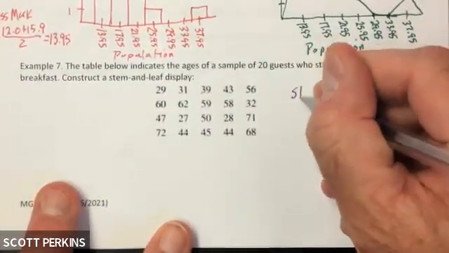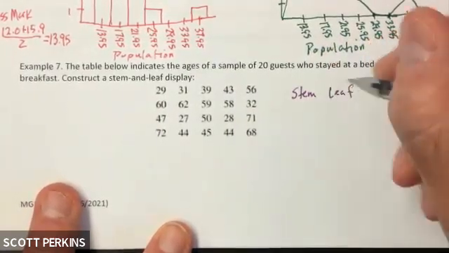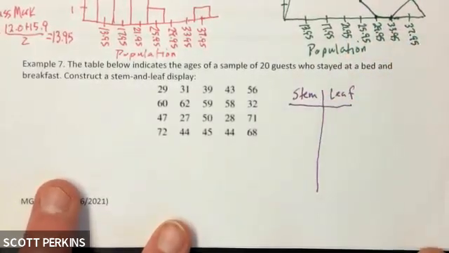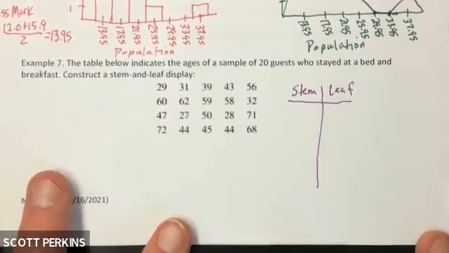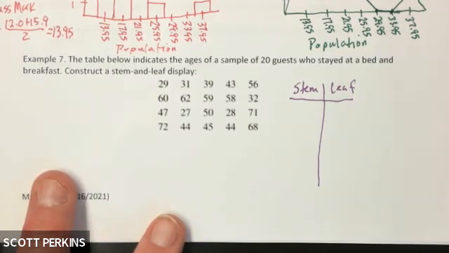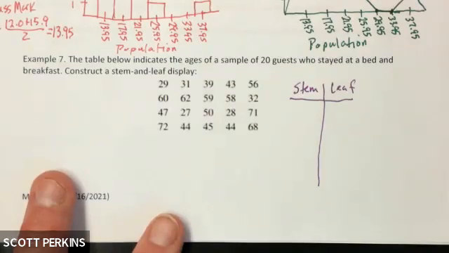So here's what we're going to do. We're going to create a column for the stem, and then a column for the leaf. We're going to draw a bar between them, like that. Maybe draw yours straighter than mine. Mine looks like it was on a roller coaster. The way you do a stem and leaf display is this: your leaves are going to be the last digits of the data. The stems are going to be everything else.